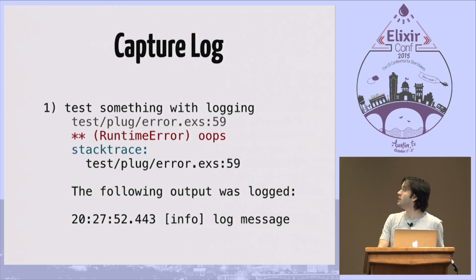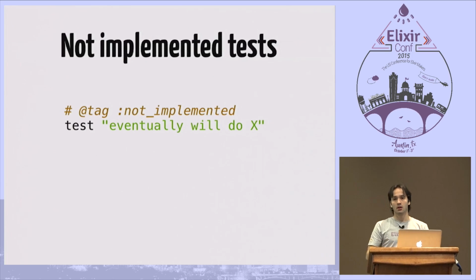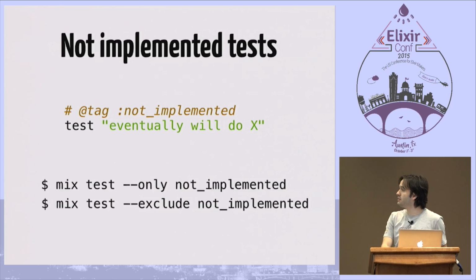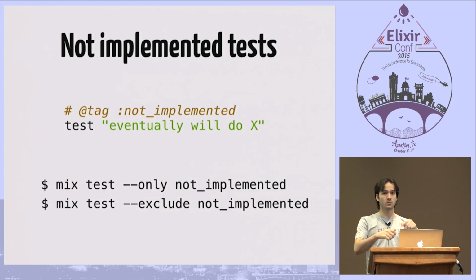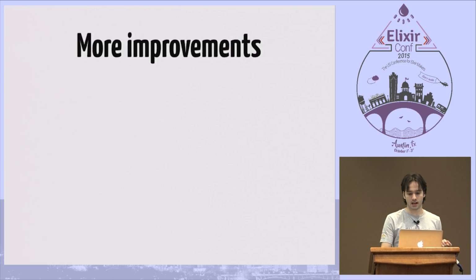So that's really nice. We also added not implemented tests. So now if you want to spec out how your system should work, you can just type the test and leave out the do end block. And what's really nice about this is that tests that are not implemented are automatically tagged as not implemented, which means you can say, hey, I want to run only the not implemented ones, so you can focus on those. Or if you want to check that everything works outside of the not implemented ones, you can exclude them and so on. And a bunch of other improvements.